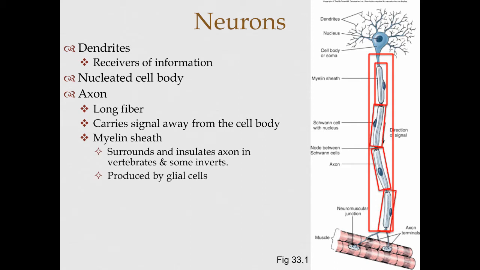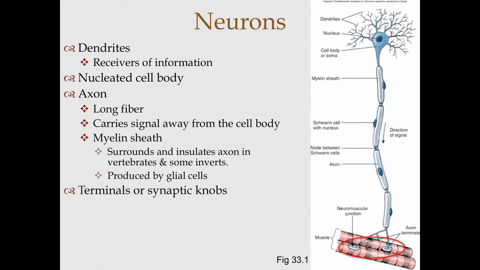Axons sometimes are not covered by a myelin sheath, but sometimes they are covered by this insulating structure called a myelin sheath. It surrounds and insulates the axon. It's seen in vertebrates, and some invertebrates also have myelin sheaths. This myelin sheath is actually produced by other cells, which are called glial cells. The signal of a neuron ends up at structures called terminals or synaptic knobs, where this information has to be transferred to another cell, either another neuron, or in this case, a muscle, to cause that muscle to activate.